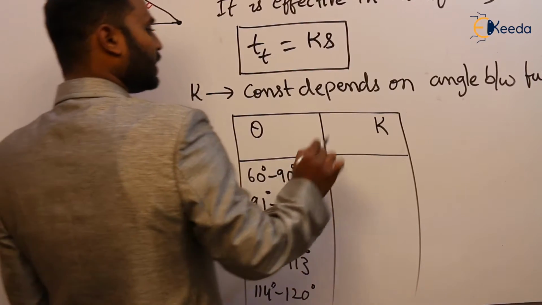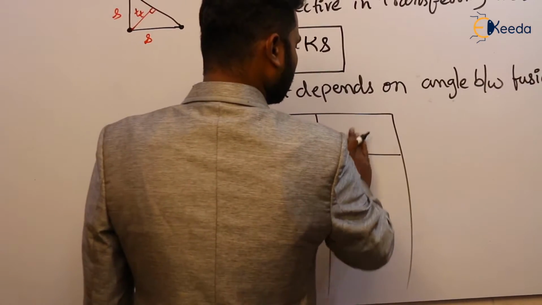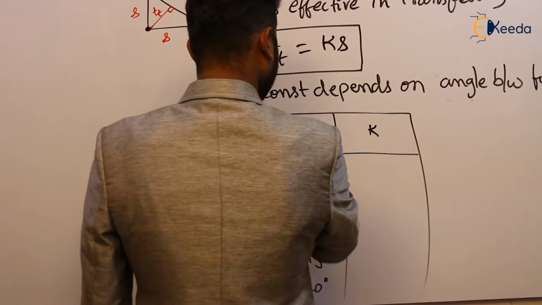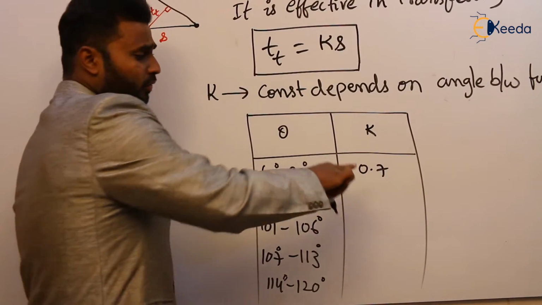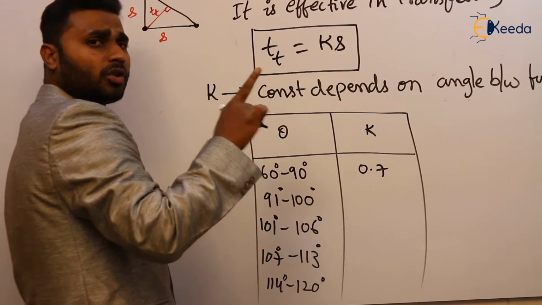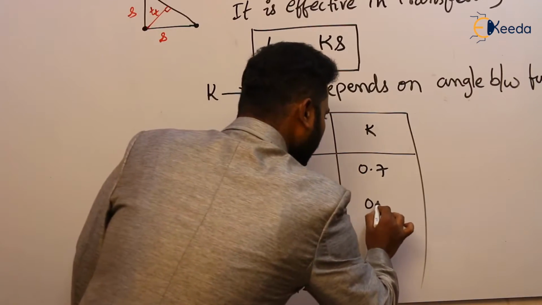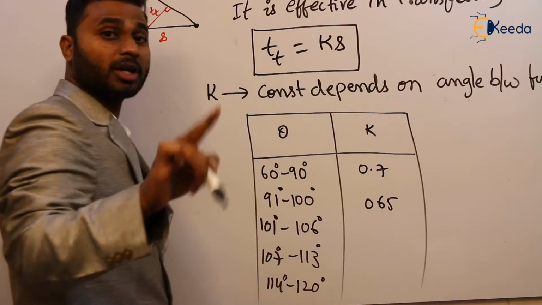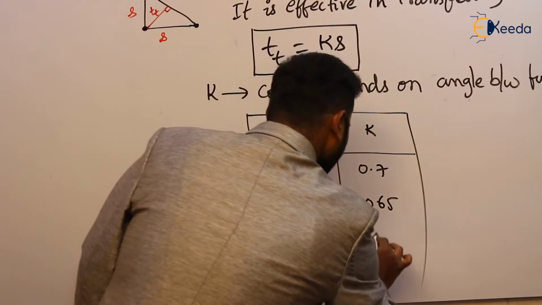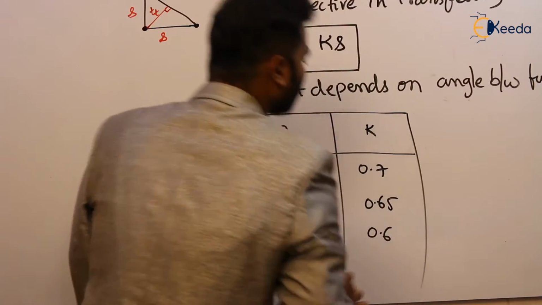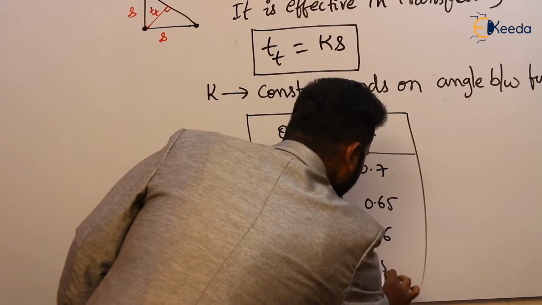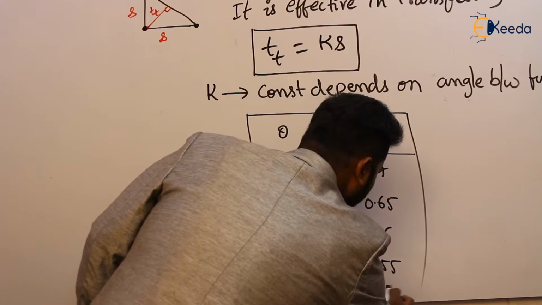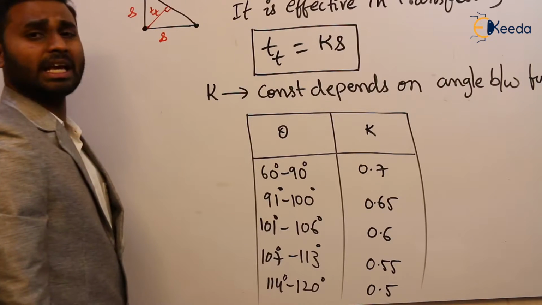So if it is 60 to 90, then the value of K is 0.7. From 0.7, if you subtract 0.05, how much is it? 0.65. Again, from 0.65, if you subtract 0.05, how much is it? 0.6. Like that, subtract 0.05 from the value. From this, if you subtract 0.05, it is 0.55 and then 0.5. So these are the K values.